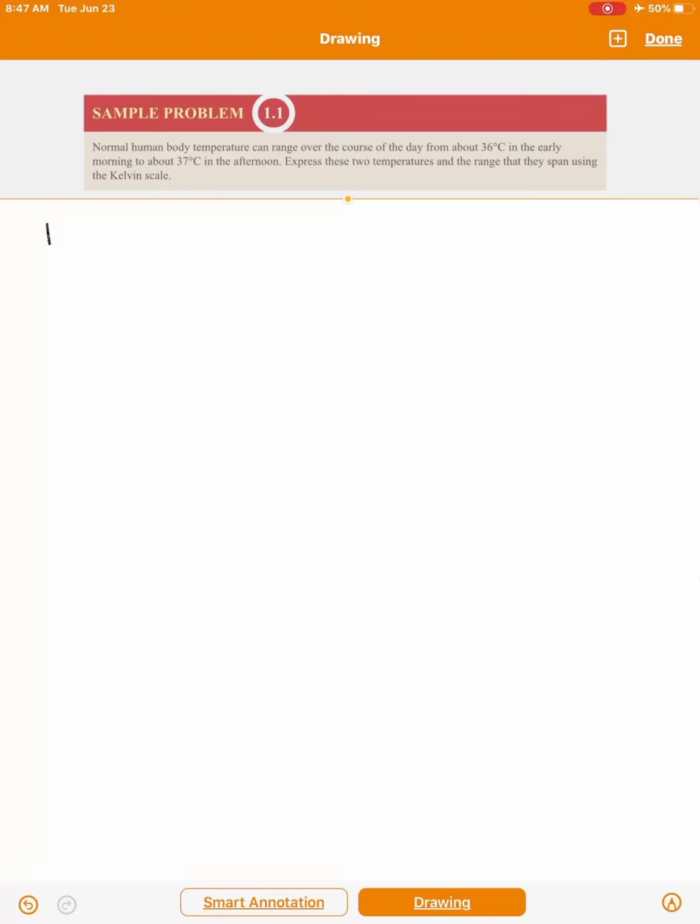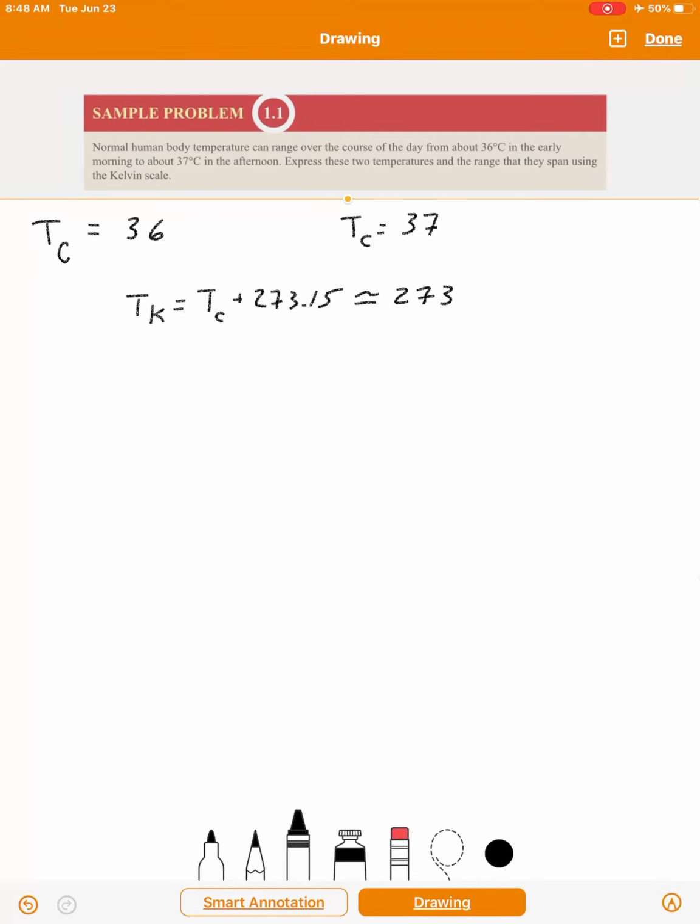I'm going to write down our 2 temperatures. T sub C, meaning the temperature in Celsius, is 36. And then our other one, T sub C equals 37. Now, the equation for the conversion between these two is that the temperature in Kelvin is equal to the temperature in Celsius plus 273.15. Usually for most calculations, you can round it off to 273. So for this one, we'll do that. Let me put the entire equation there.